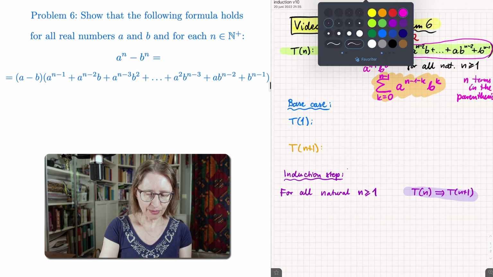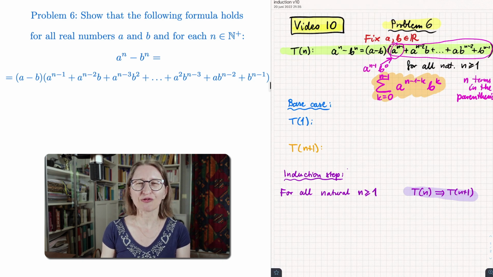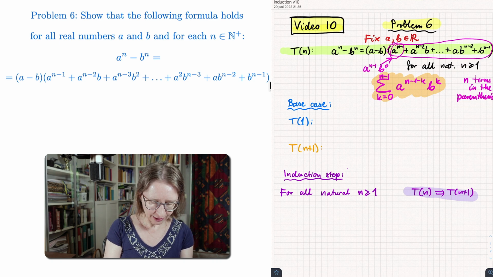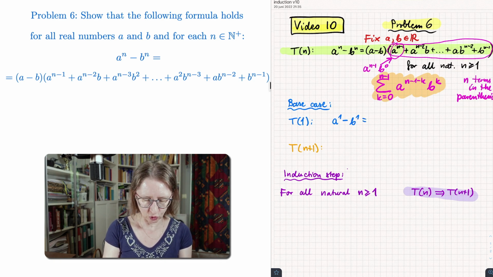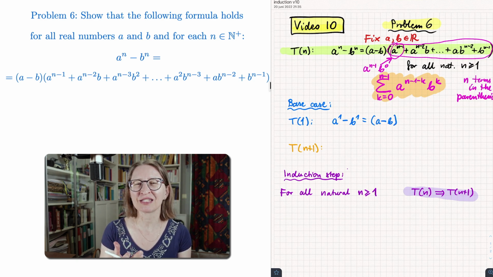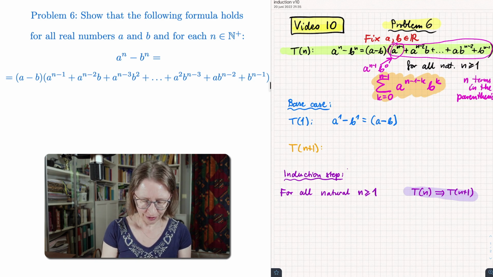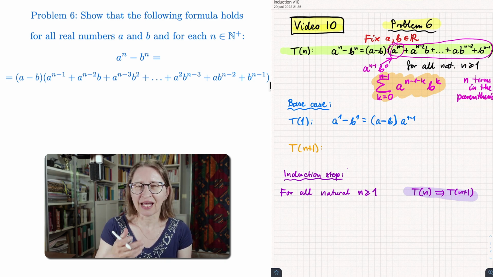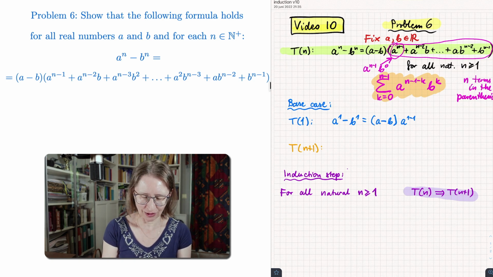Okay, and this makes it also easy to write down T of 1, because what is T of 1? T of 1 tells you that a to the first minus b to the first is equal to a minus b times, and in this parenthesis you have just one term, and this term is equal to a to the power 1 minus 1, which is a to 0, which is simply 1. So we get indeed that a minus b is equal to a minus b, which is true.